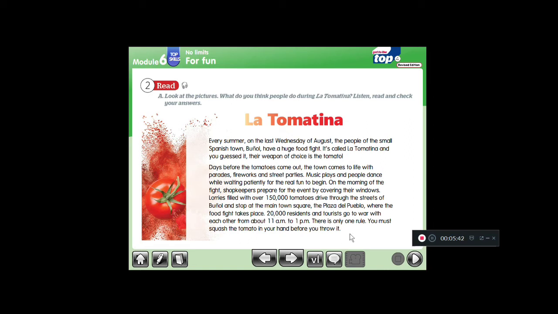20,000 residents and tourists go to war with each other from about 11 a.m. to 1 p.m. Alrededor de más o menos 2 horas. There is only one rule. Hay una regla. You must squash the tomato. Debes aplastar el tomate in your hand before you throw it. Debes aplastar el tomate antes de tirarlo. Muy bien.